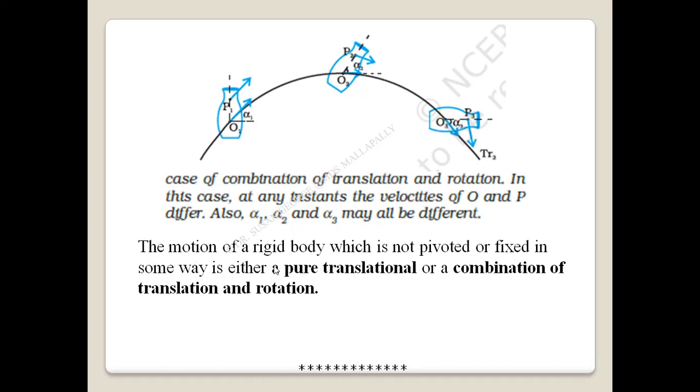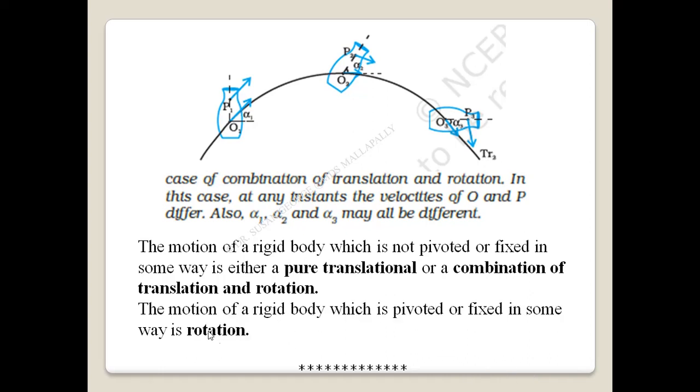Then, the motion of a rigid body which is not pivoted or fixed in some way is either a pure translational or a combination of translation and rotation. Also, the motion of a rigid body which is pivoted or fixed in some way is rotation.